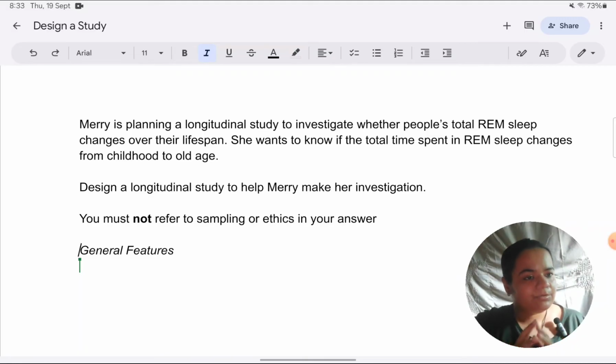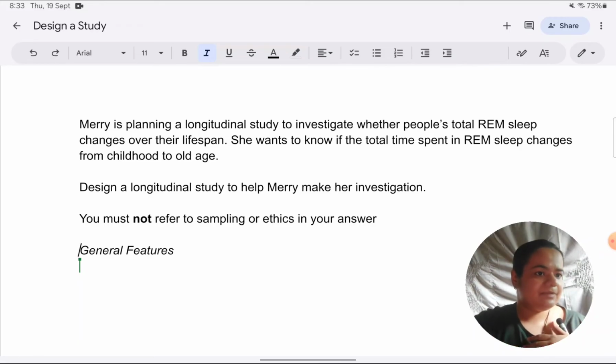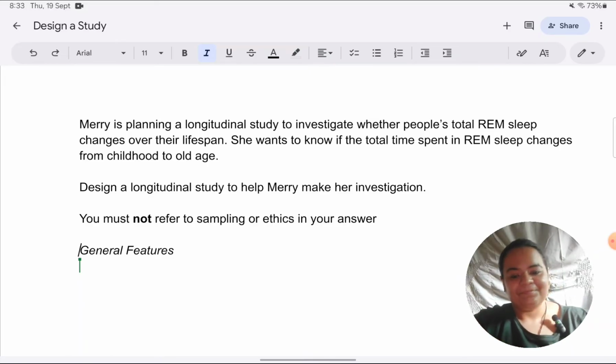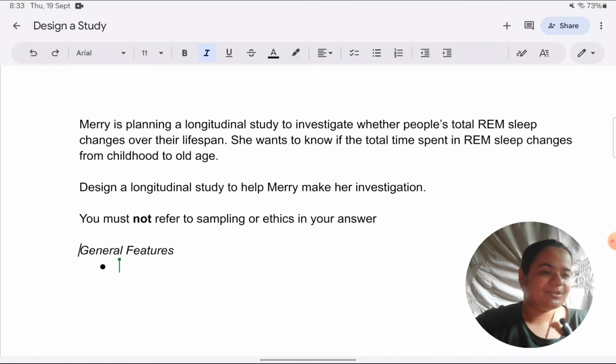So, writing down all of the features, not forgetting about any of them, is important to scoring well. And design a study, I would personally say, is one question where you can really score well and bring up your grade. You could literally bring up 1 or 2 grades by designing the study well. So, why lose out marks on this question?